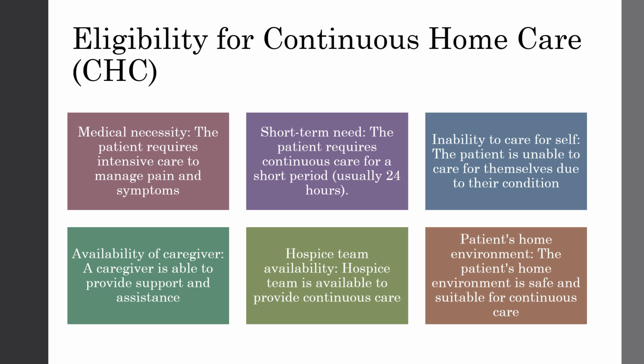The patient's home environment must be safe and suitable for the continuous care. If the patient's home is not safe for this continuous care, the patient may have to be considered for GIP or respite care to manage the crisis.